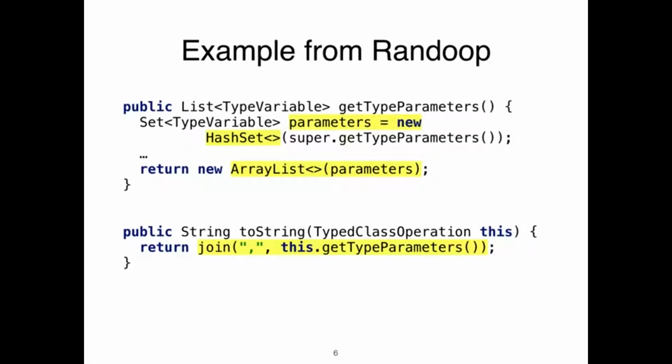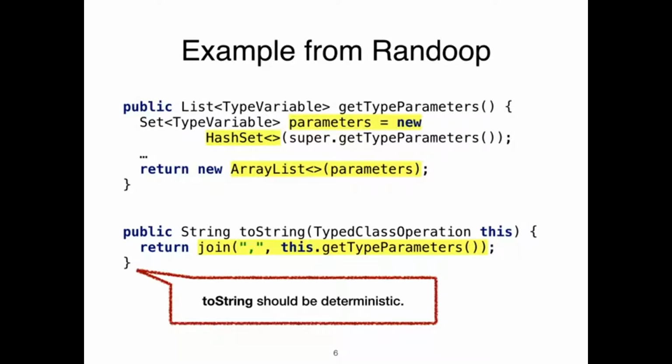Let's consider an example from a real-world project as an illustration for a non-determinism bug. This is code from Randoop, which is a test generator. The method getTypeParameters, shown at the top of the slide, creates a hash set with some values. It then creates an array list out of this set and returns it. The toString method, shown at the bottom of the slide, calls getTypeParameters and passes it to the join method, which returns a string of the list elements in the given order separated by a comma.